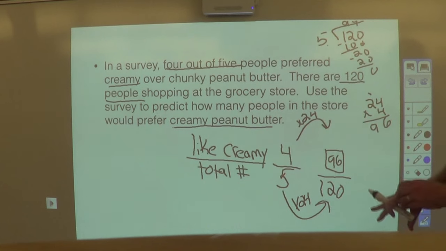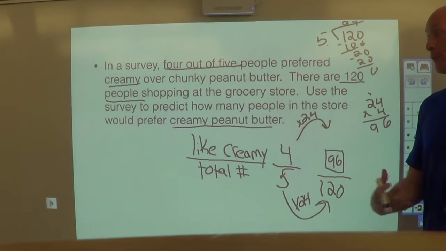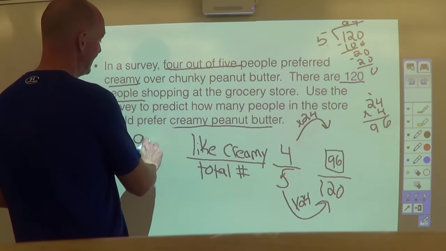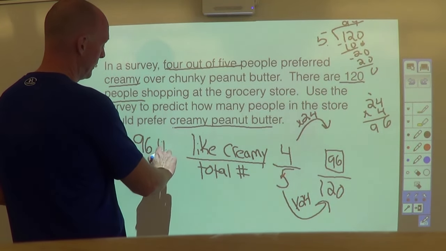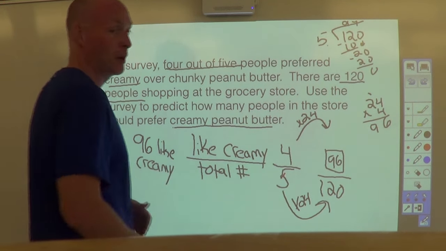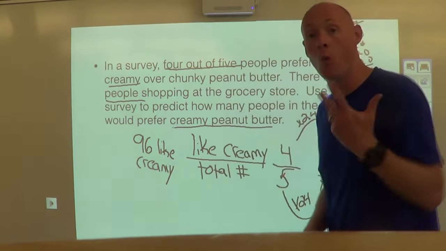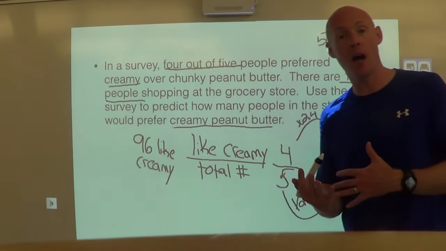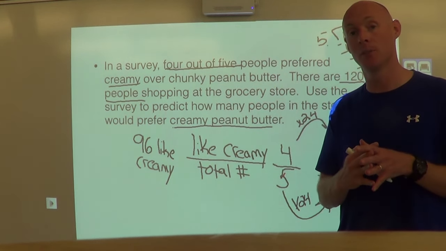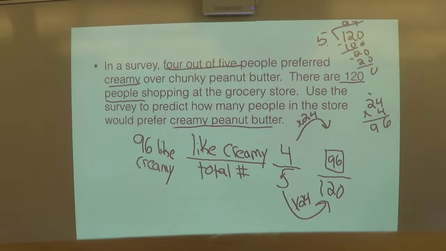So, use this survey to predict how many people in the store would prefer creamy peanut butter. The answer would be 96 like creamy. Perfect. Good. One more to go through. This one is not going to work out so evenly. We're going to deal with some decimals on this next one, so get ready.